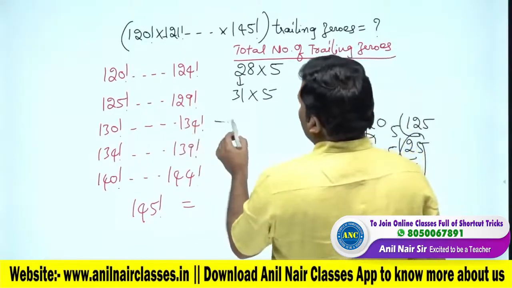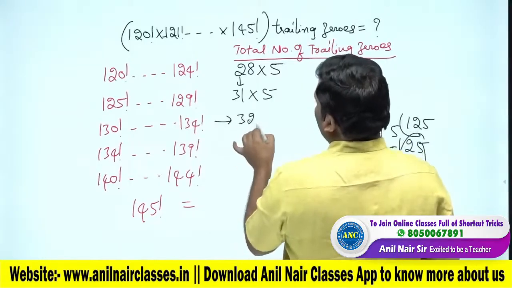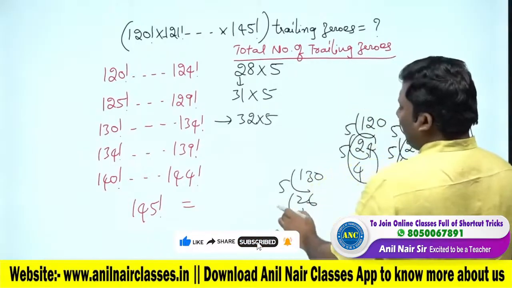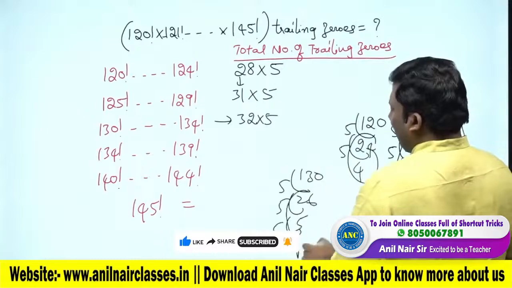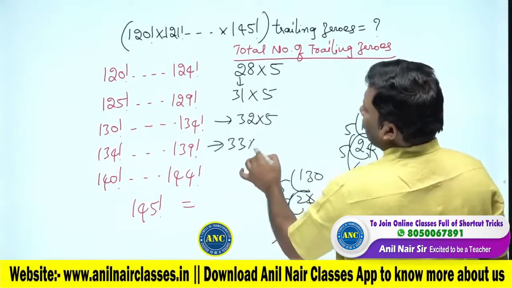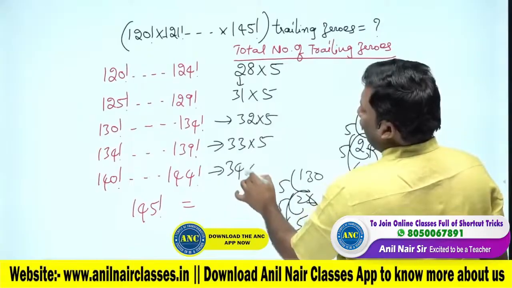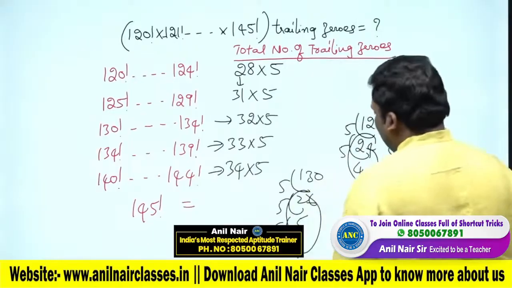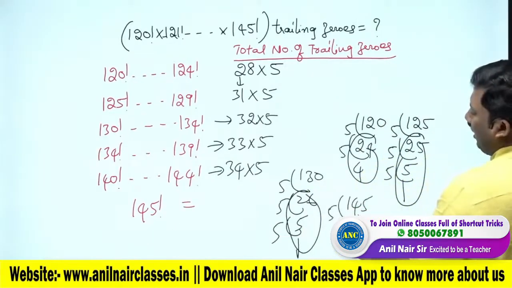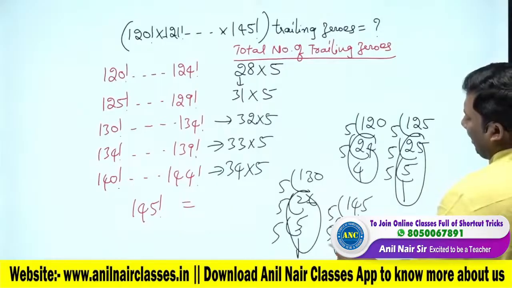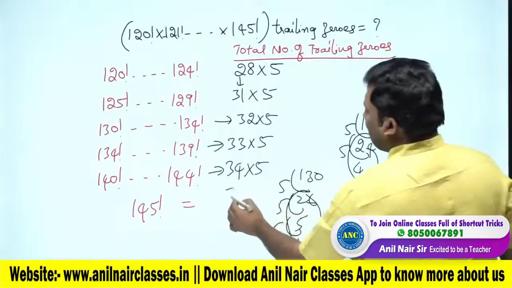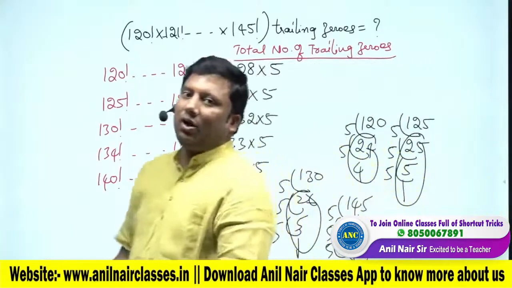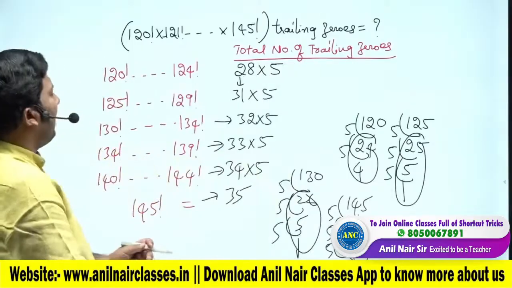Again, 130 will be the next number only. 32 into 5. Why is it 32? 5 26 are, 5 5s are, 5 1s are. You can directly write these: 33 into 5, here it is 34 into 5, from 140 factorial till 144 factorial. 145 will be 5 29s are, 5 5s are, 5 1s are. Here it is 35. Add all the values, you will get the answer. I hope the idea is clear.